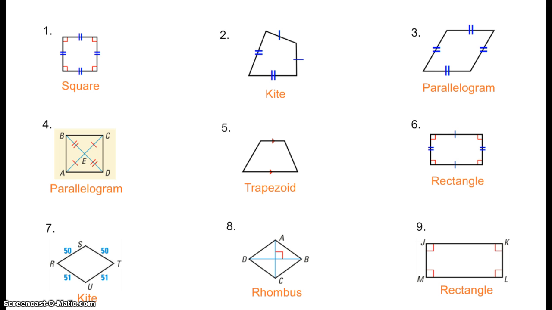Number 8, either a rhombus or a square has right angles, and a square is more specific. It has more specific characteristics than a rhombus, so I would say the best we could say is a rhombus. And number 9, 4 right angles in all the corners. Again, we don't know if all the sides are congruent or not, so the best we can say is a rectangle.